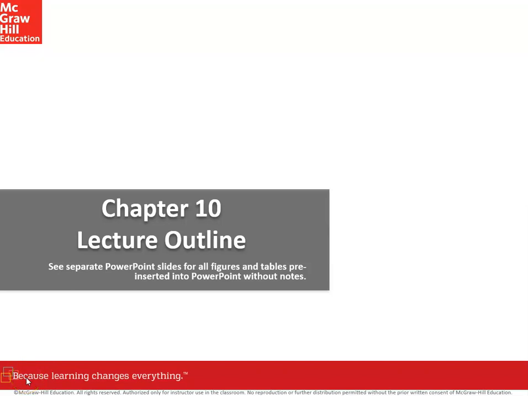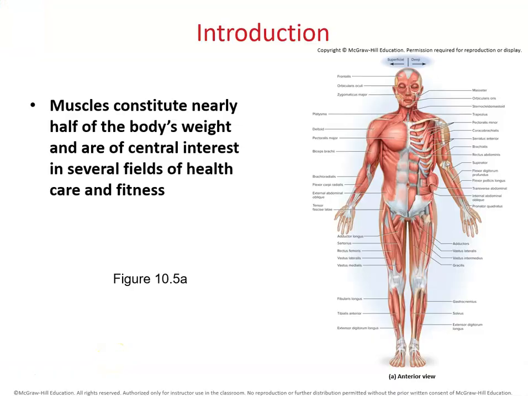Hey everybody, we're getting started with chapter 10. This is about the muscle systems. So, a bit of an overview to the human musculature in general. Muscles make up about half of a person's body weight and are central to humans' health and fitness overall. So they're a very, very important body system for us to be learning and talking about.